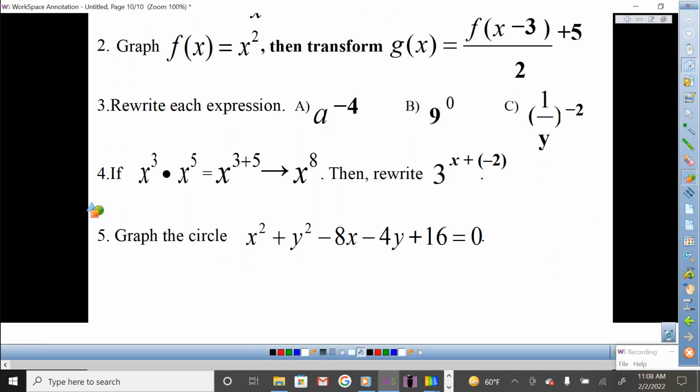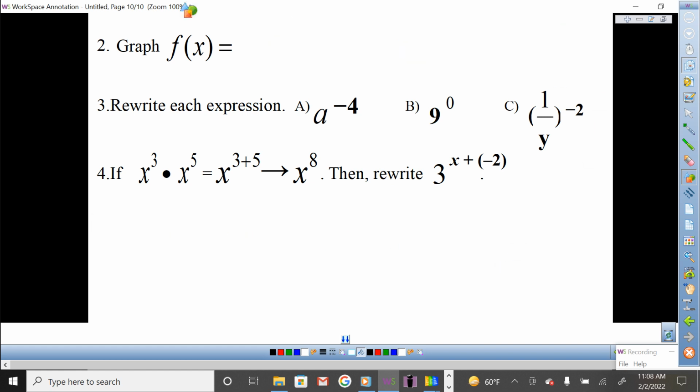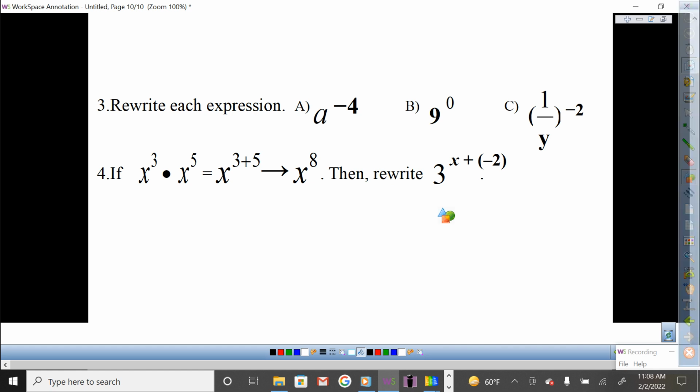Let's go over numbers 3 and 4 really quick. Before I pick someone, share your answers with your neighbors, see what they got for numbers 3 and 4 on the warm-up. All right, let's see. 3A, good conversations.